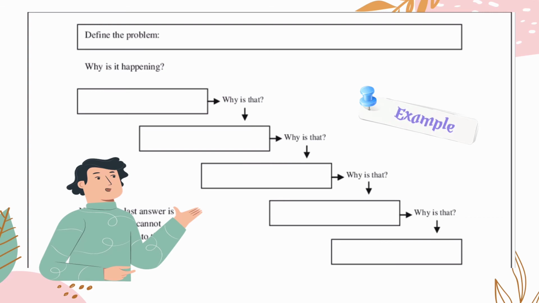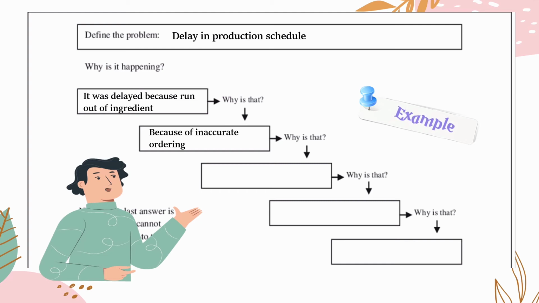So, let's take a look at what might have caused the production schedule delay. Why the production schedule delay? It was delayed because of running out of ingredients. Why did the ingredients run out? Because of inaccurate ordering. Why did inaccurate ordering occur? Because the employees lack experience. Why do the employees lack experience? Because the company has a high turnover rate. Why does the company have a high turnover rate? Because the company gives low pay to employees.